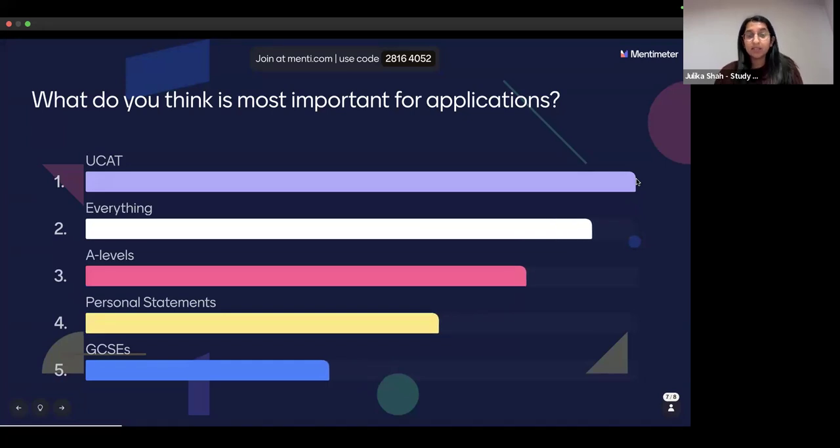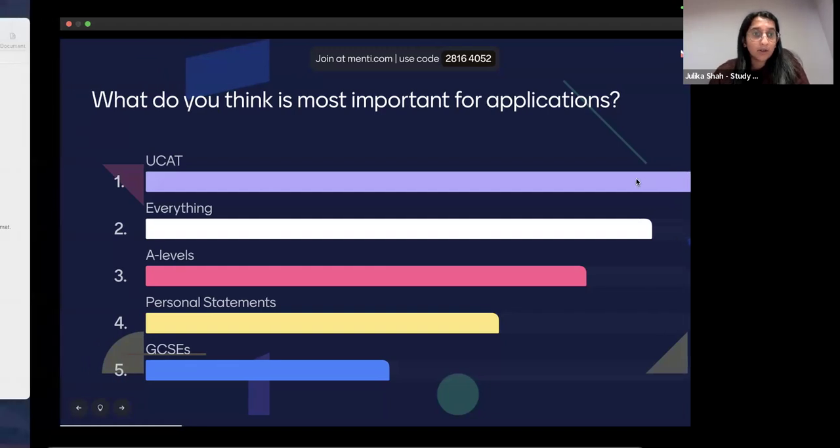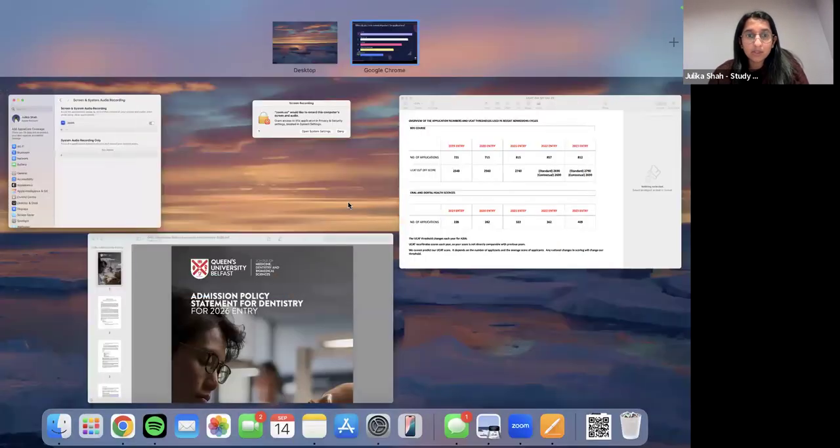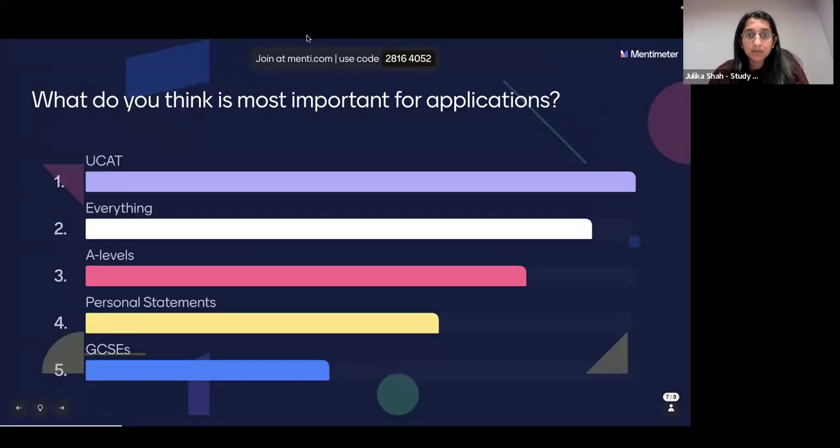Is it based off what people have said? Is it based off what you've experienced? Does anyone want to unmute and tell me? Let me see if I can go back on Zoom to see if anyone said anything. No, I don't think anyone has. Does anybody want to say anything, or I can move on to the next slide and tell you what the answer might be? No, I think everyone's shy. Okay, I'm going to move on.